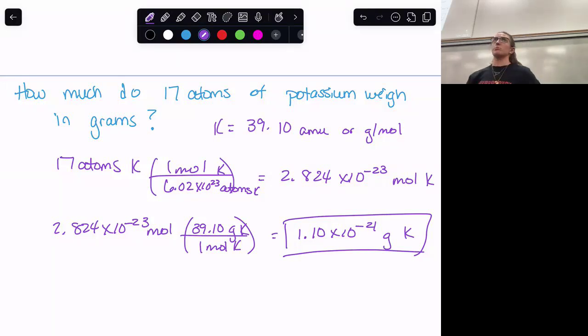Okay, is that a small number or a big number? That's small, to be expected to be small, right? We only have 17 atoms. Those are going to weigh a really, really small amount in comparison to a whole mole of them. So that's a good mental check there.